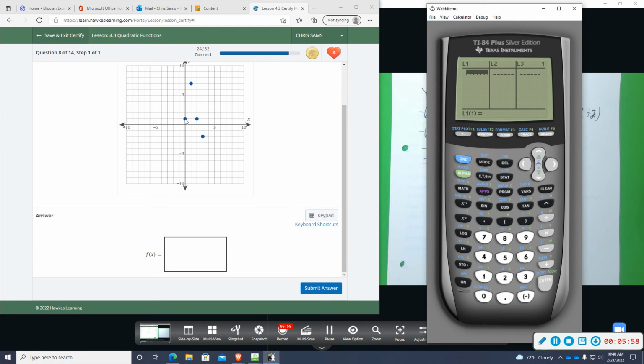I'm going to do my x value. So this is an x value of 0. The next one is an x value of 1. This is an x value of 2. And then an x value of 3.